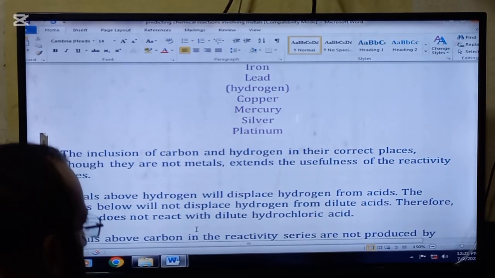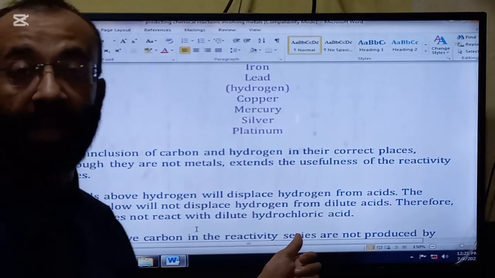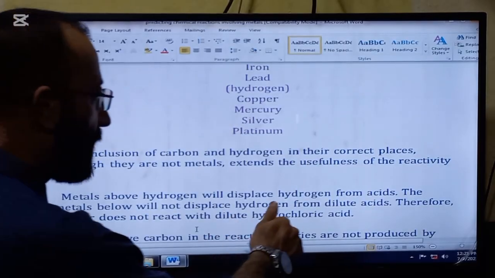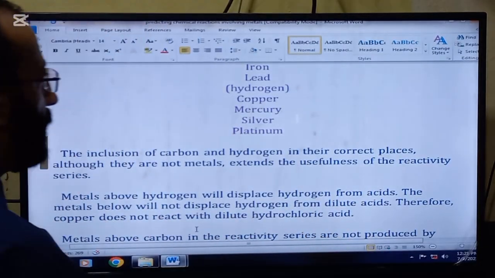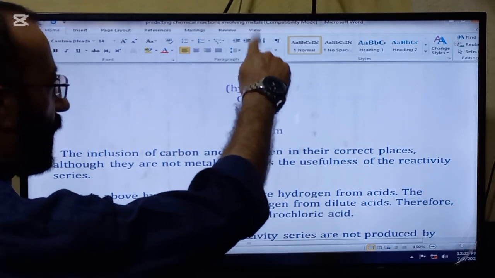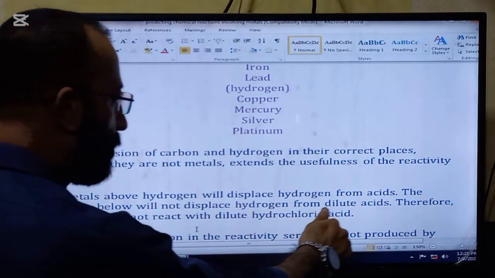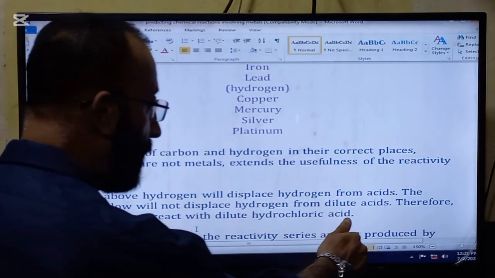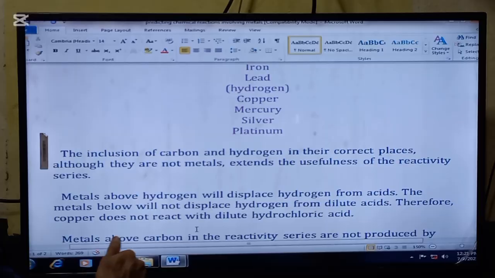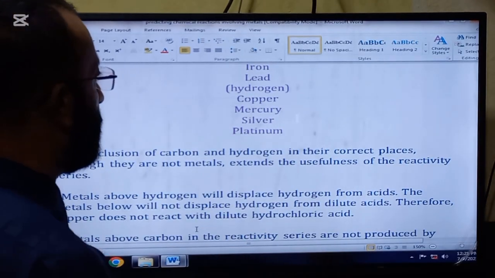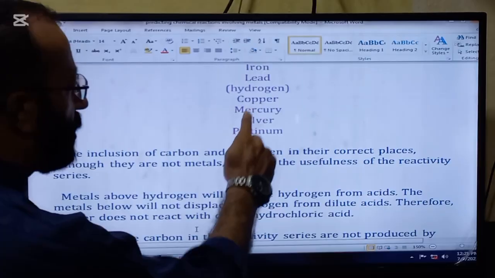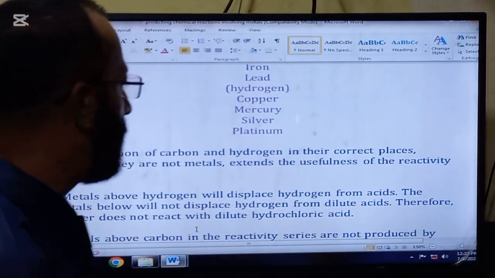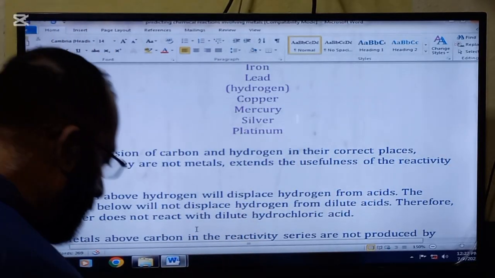Metals above hydrogen will displace hydrogen. So here is a point that needs to be remembered. Metals above hydrogen will displace hydrogen from acids. The metals below will not displace hydrogen from dilute acid. Therefore, copper does not react with dilute hydrochloric acid. You can see here is copper, that is below hydrogen, so it will not displace hydrogen from the dilute hydrochloric acid. So it will not react with dilute HCl.